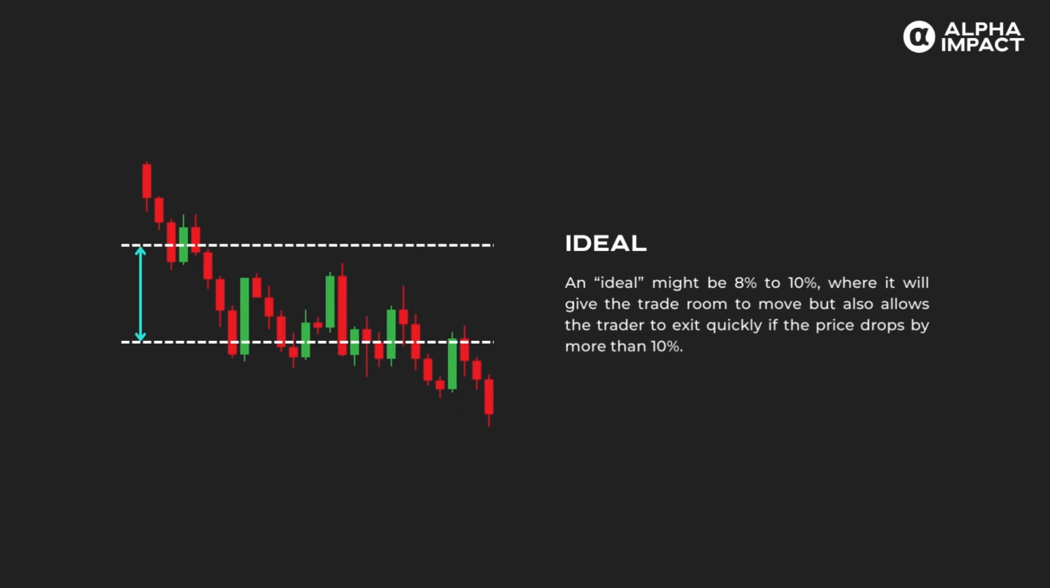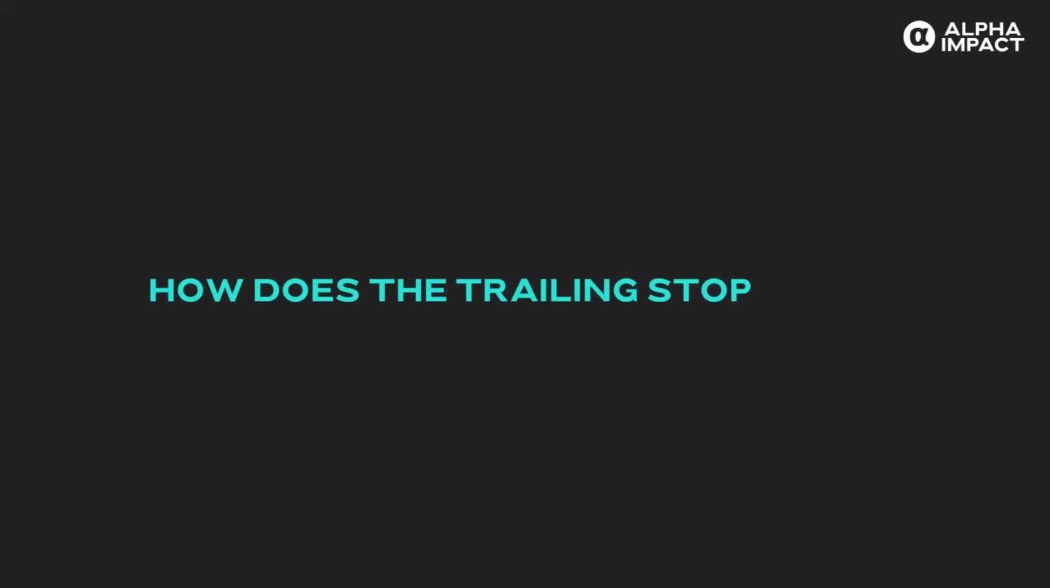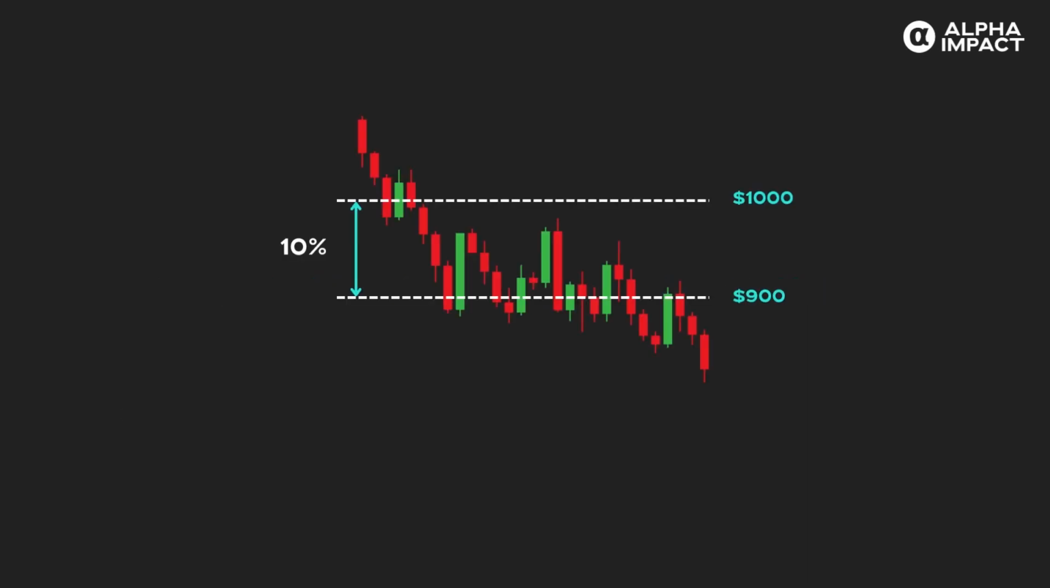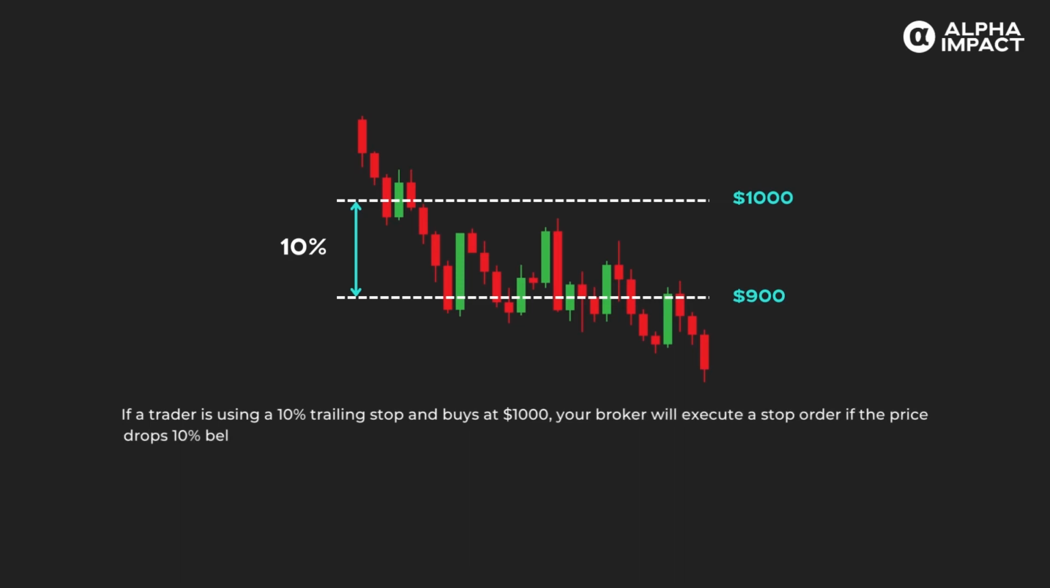So how does a trailing stop work? For example, if a trader is using a 10% trailing stop and buys at $1,000, your broker will execute a stop order if the price drops 10% below your purchase price, which is $900. If the price never moves above $1,000, the trigger price will stay at $900.